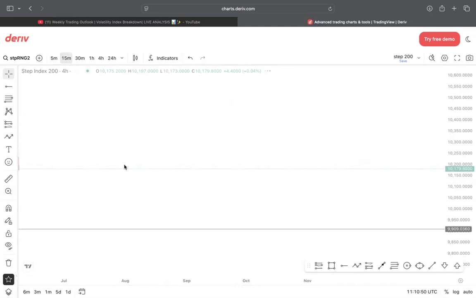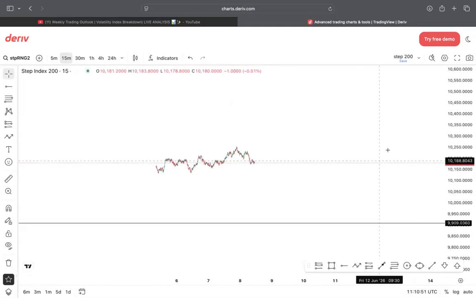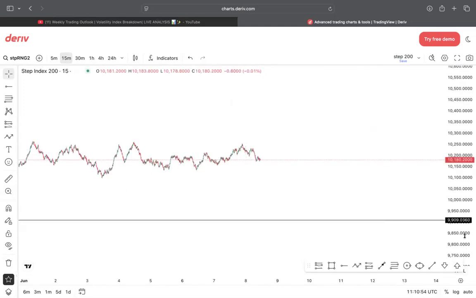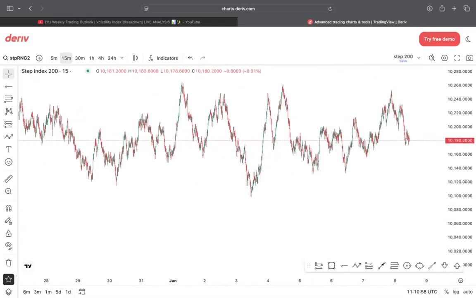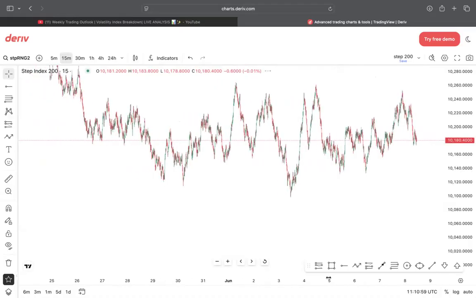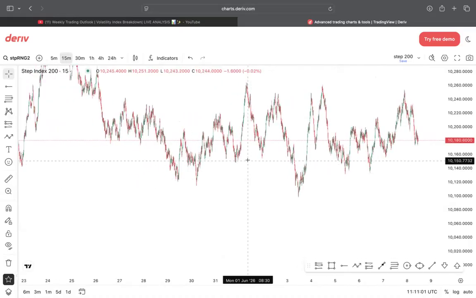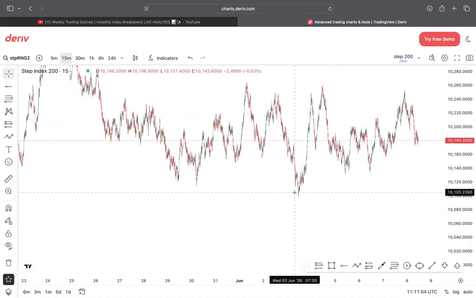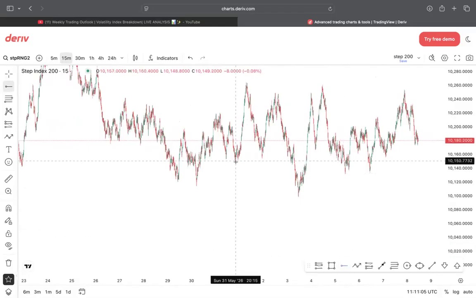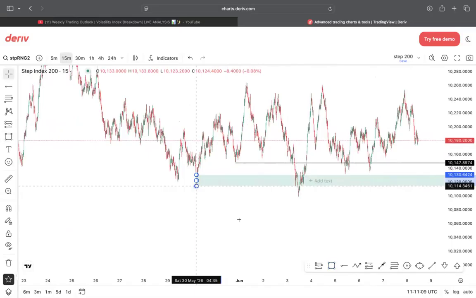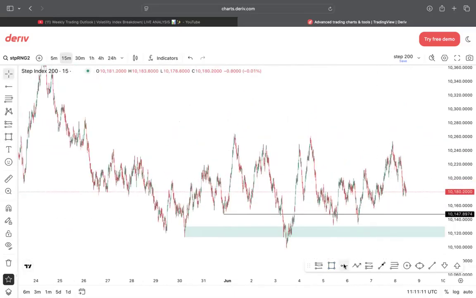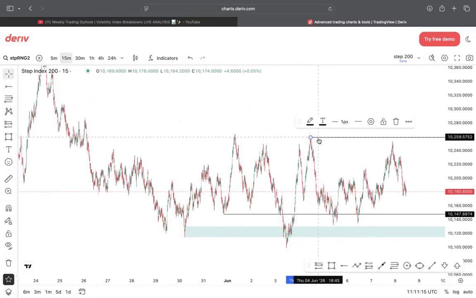And then I had one somewhere here, if I'm not wrong. Had one here. Yes, so this is our structural point, and then price tapped on it. And then we got our exit here.